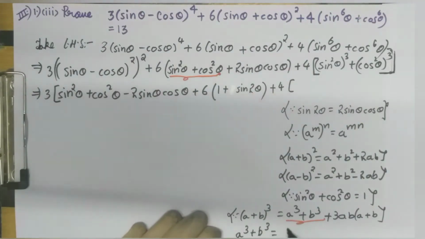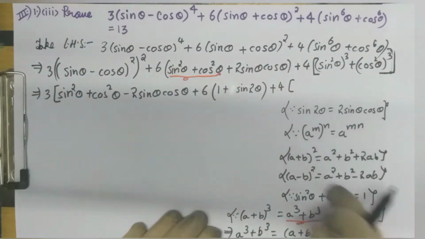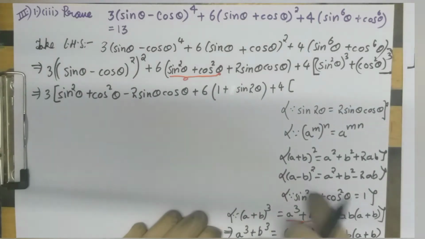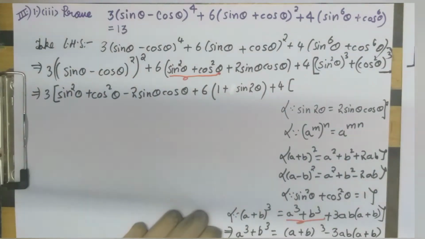And what do we have here? A plus b whole cube. So from this identity, we'll bring this plus 3ab into a plus b to the other side. So when plus 3ab into a plus b goes on that side, it becomes minus 3ab into a plus b. How did I get this formula of a cube plus b cube? From this algebraic identity of a plus b whole cube.